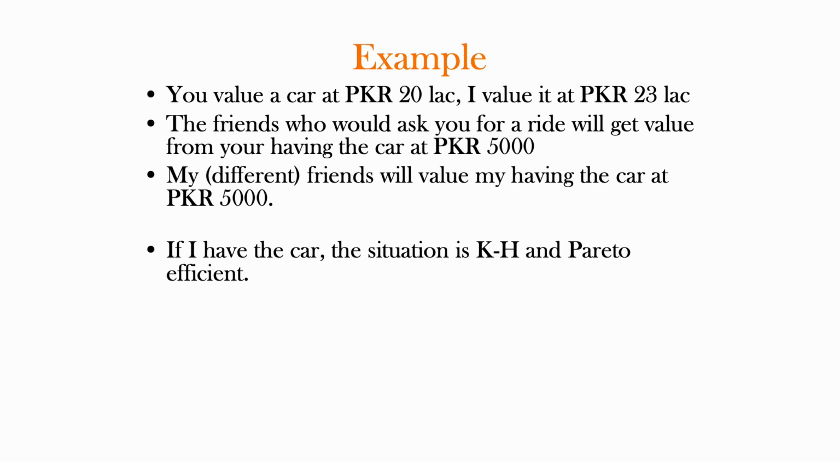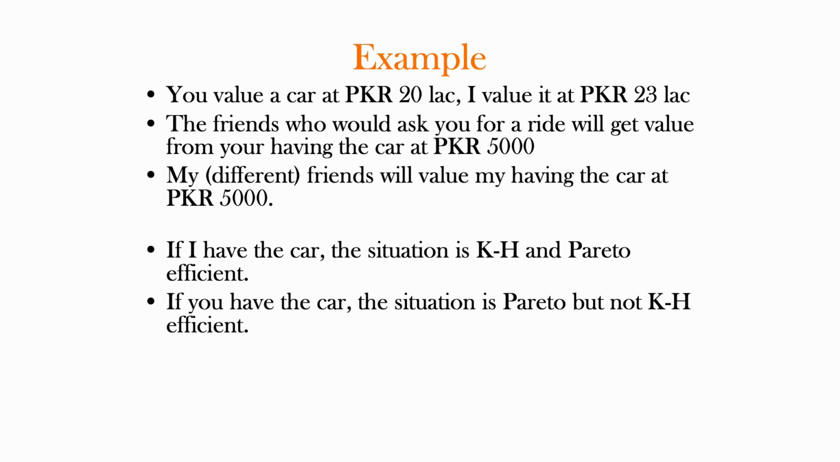If you have the car, the situation is Pareto but not Kaldor-Hicks efficient. And now you should be really stumped, and this should become easier in just a second. So if you sell me the car, the social value on the car rises from 20 lakh and 5,000, that is 20 lakh of value to you and 5,000 to your friends, to 23 lakh and 5,000, 23 lakh to me, 5,000 to my friends.